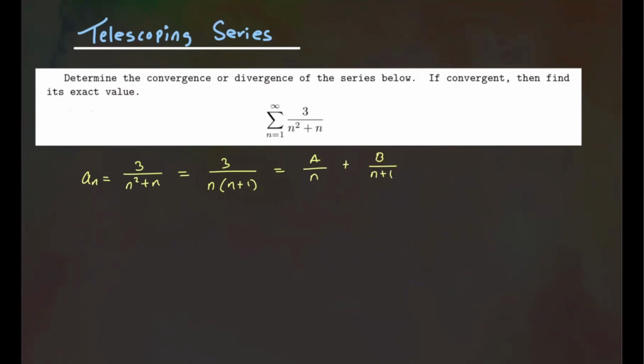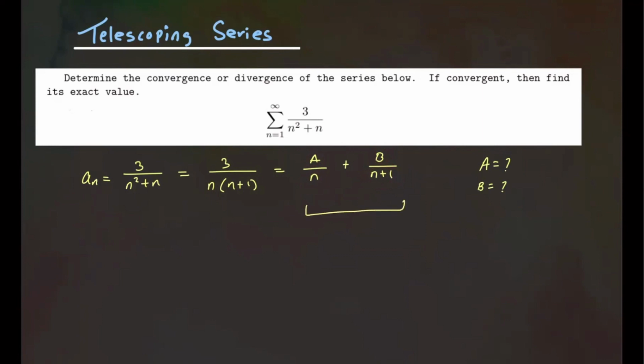Remember, from partial fractions, if the denominator is linear, the numerator is a constant term, one degree less. Here I have a linear factor, so here I have a constant. Now our goal is to figure out what A and B are so that we can write out a few terms. So I'm going to go ahead and solve this right here.